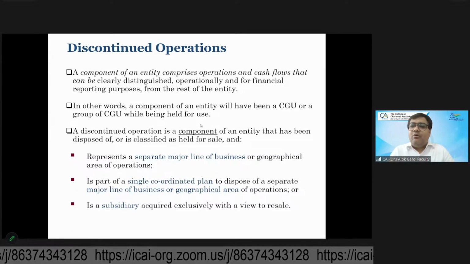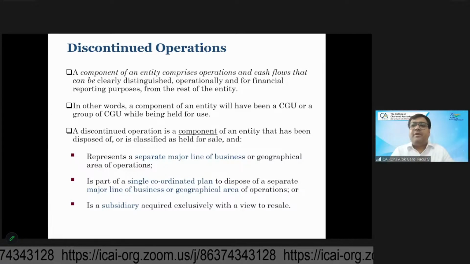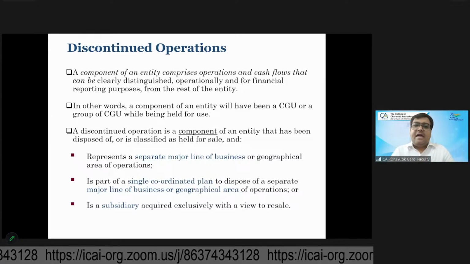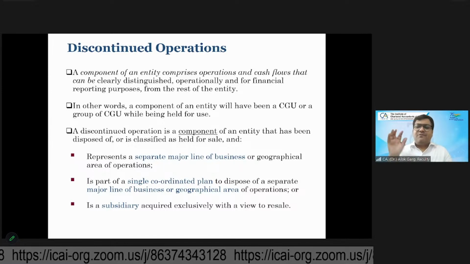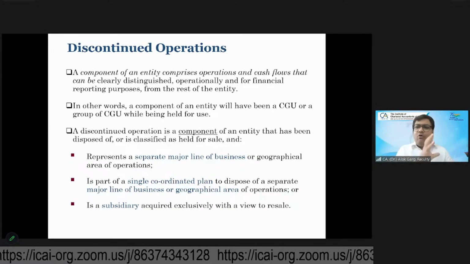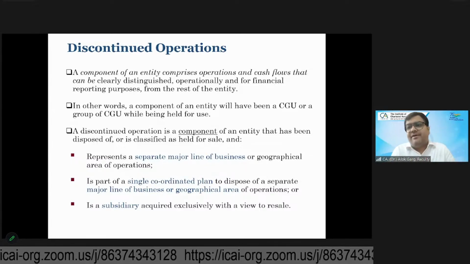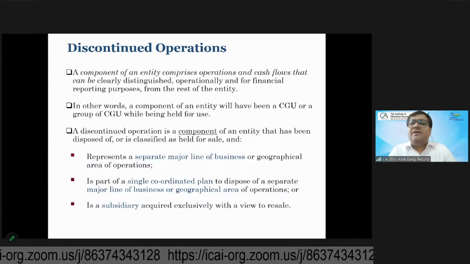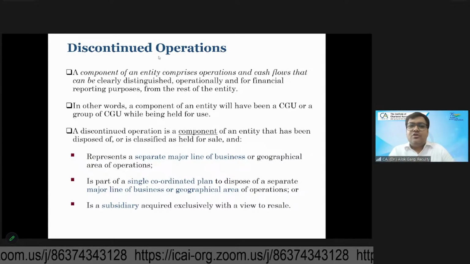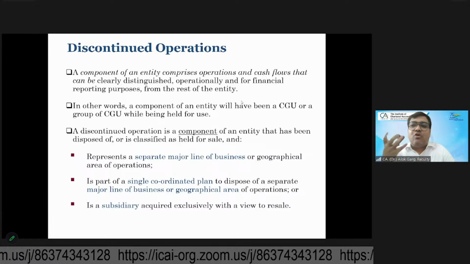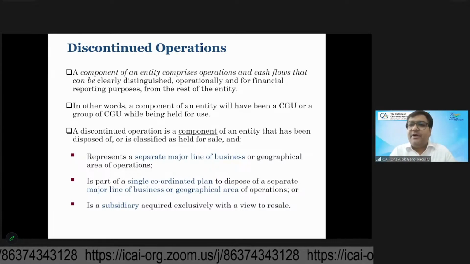So in my Gurgaon institute, I'm teaching financial reporting, I'm teaching Ind AS. I have an institute in Delhi where I'm teaching auditing. So friends, my Gurgaon operations are different. My Delhi operations are different. Okay? And what is a discontinued operation, right? So a discontinued operation is nothing but a component of an entity. A component. Which component?